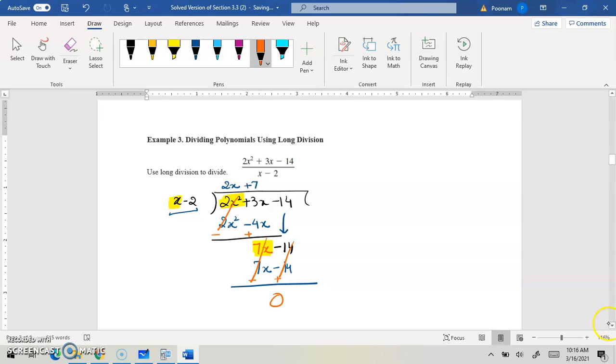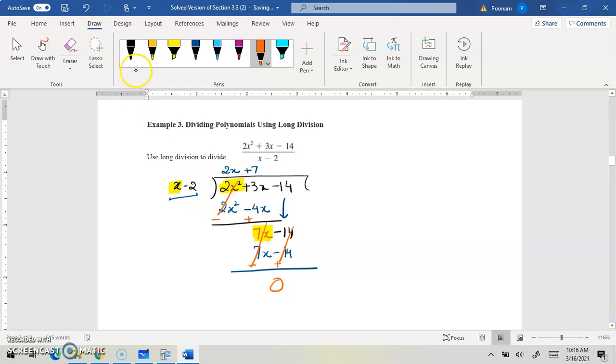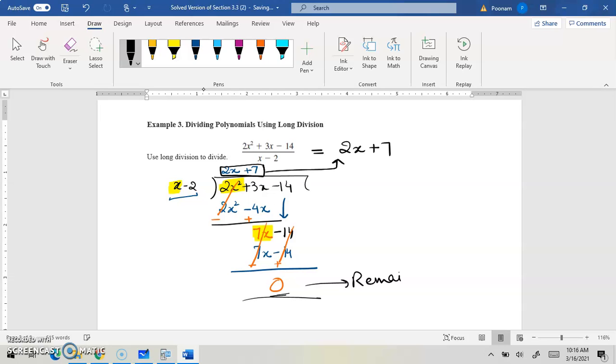That means for the solution of this problem, the answer would be just the quotient. What is the quotient? The quotient is coming to be 2x plus 7, right? So 2x squared plus 3x minus 14 divided by x minus 2 is just 2x plus 7. Remainder is 0. That means that this x minus 2 completely divides into this given polynomial.